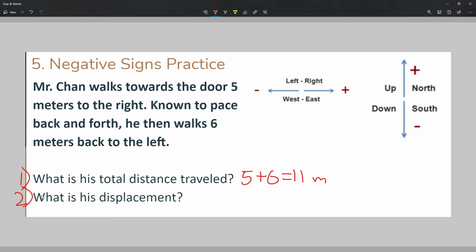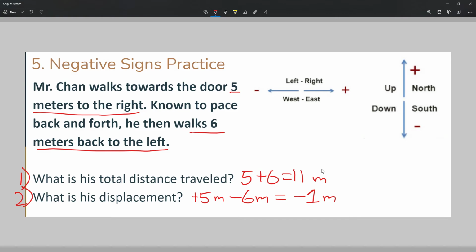Now, we're going to do this a little bit different. We're going to do this without a graph. 5 meters to the right, we're going to assume that's positive. And, known to pace back and forth, I then walk 6 meters back to the left. So this is the opposite direction of your right, so that's going to be negative. So we're going to do minus 6 meters. And then in the end, we get negative 1 meters. So we are negative 1 meters away from my initial position. Essentially, you're saying I'm 1 meter left of my initial position.